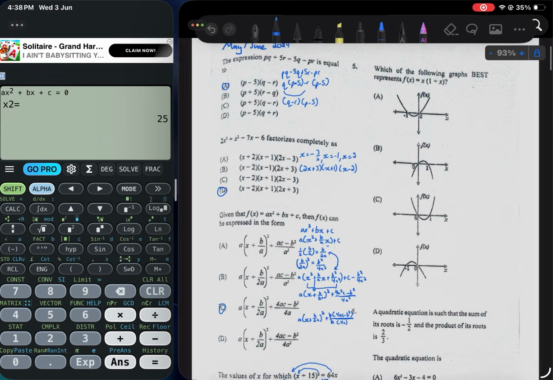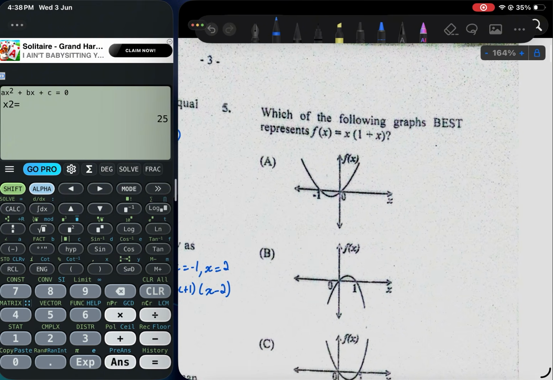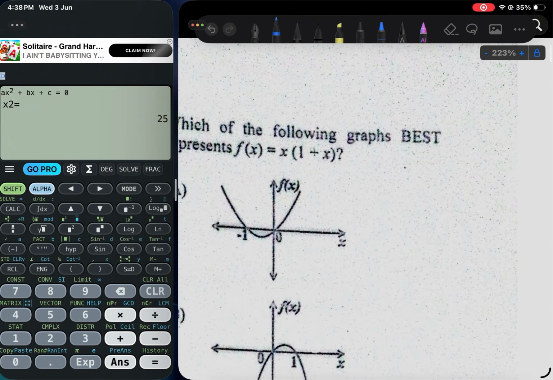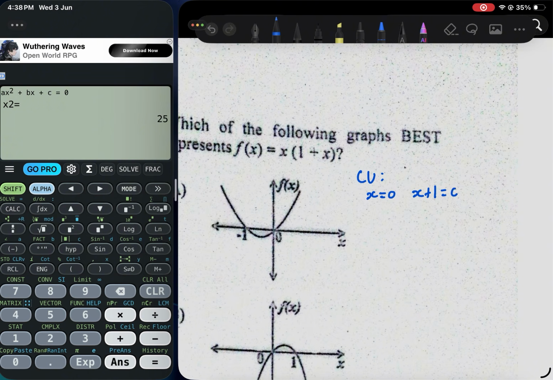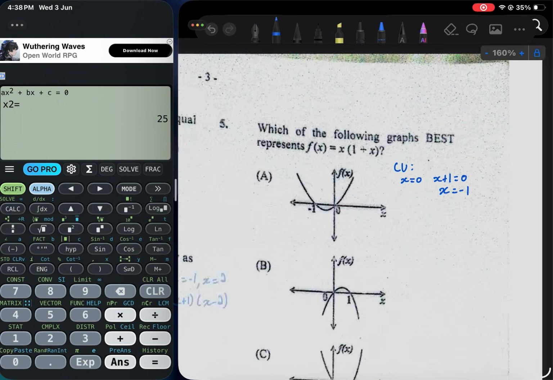Which of the following graphs best represents f(x)? x times (1 plus x). So you know that our critical values are x equals 0, and the equation x plus 1 is equal to 0, so x would be equal to negative 1. So let's look at these options.